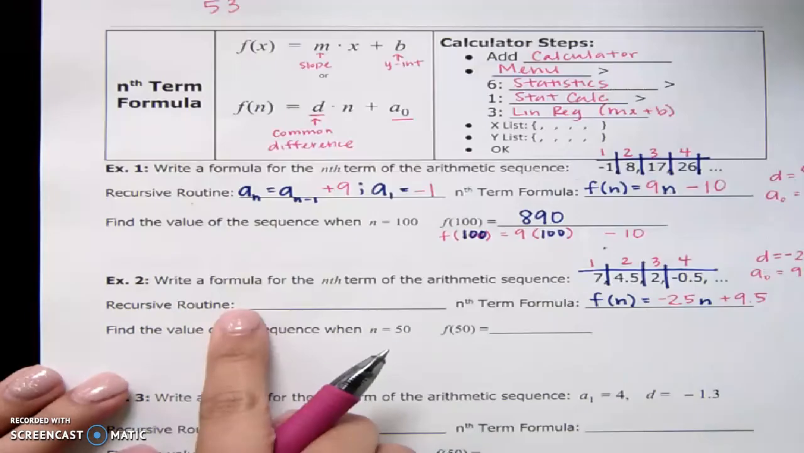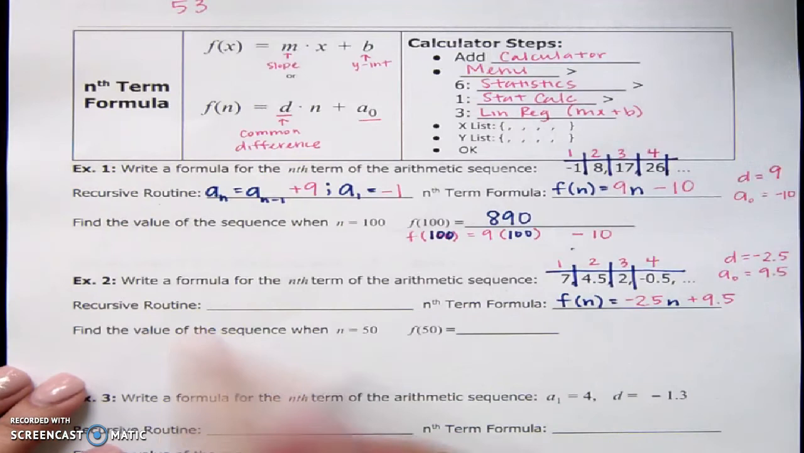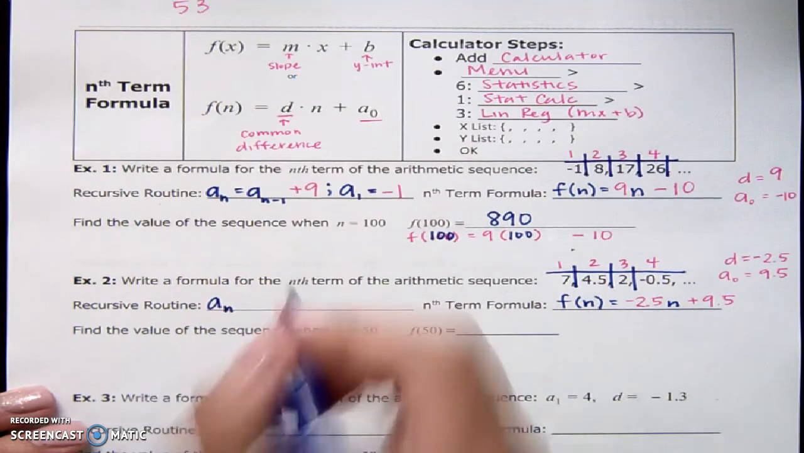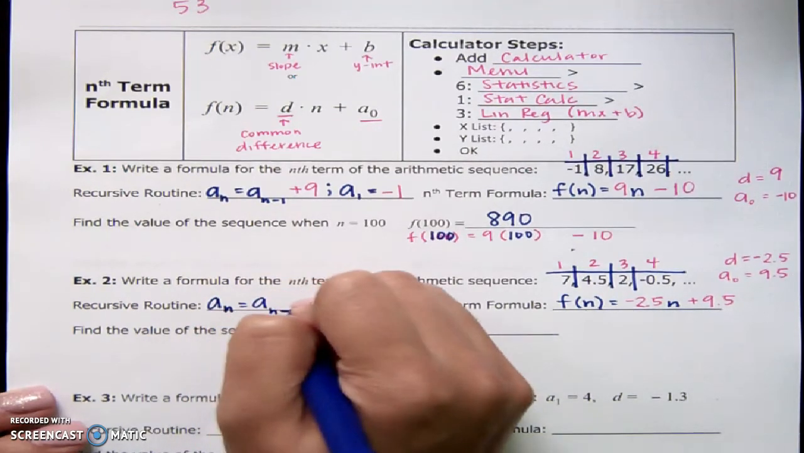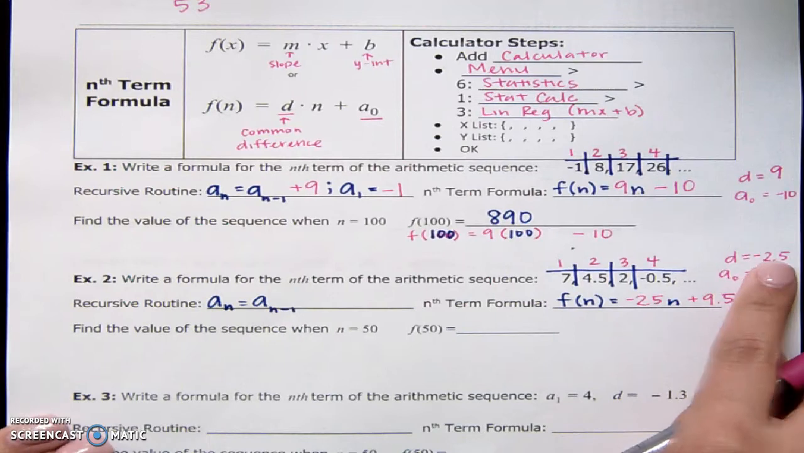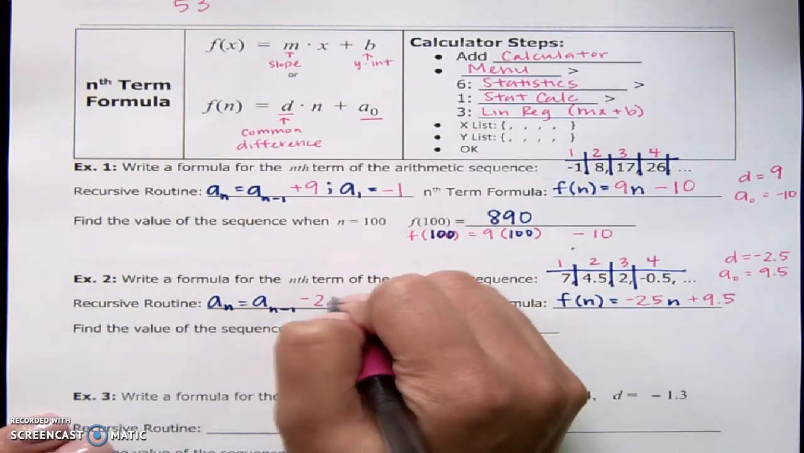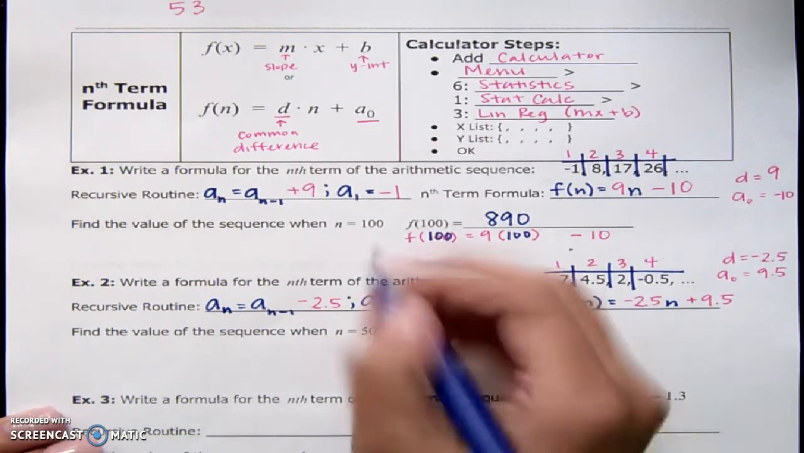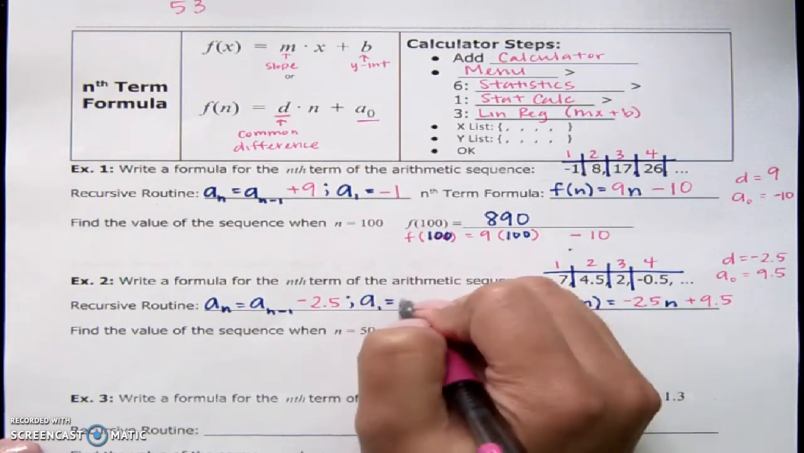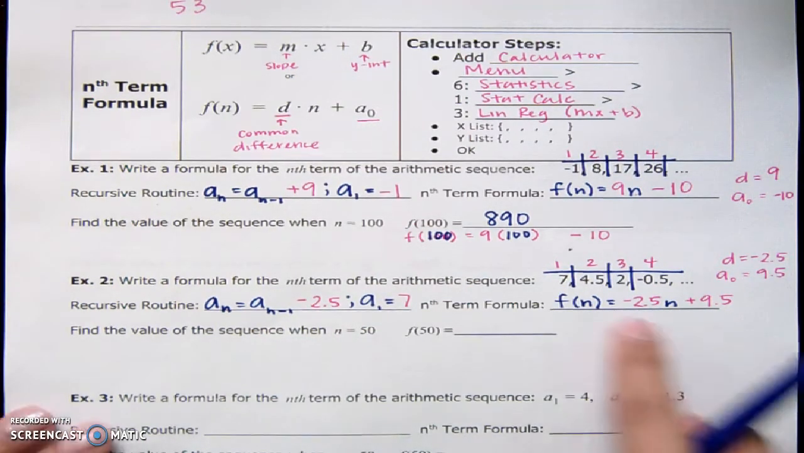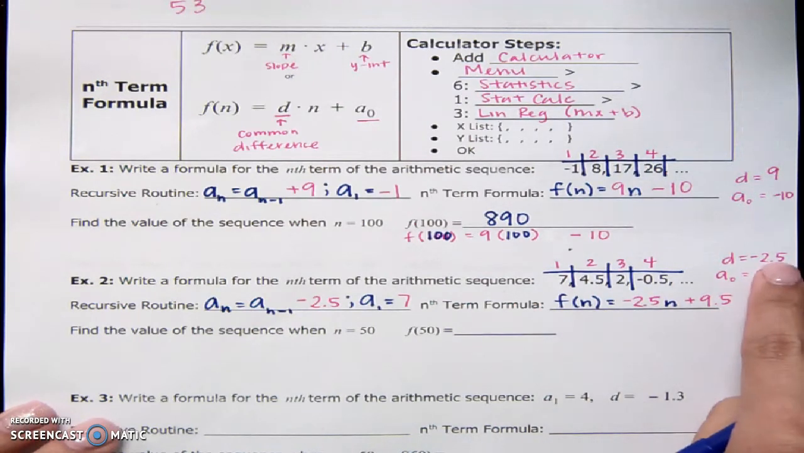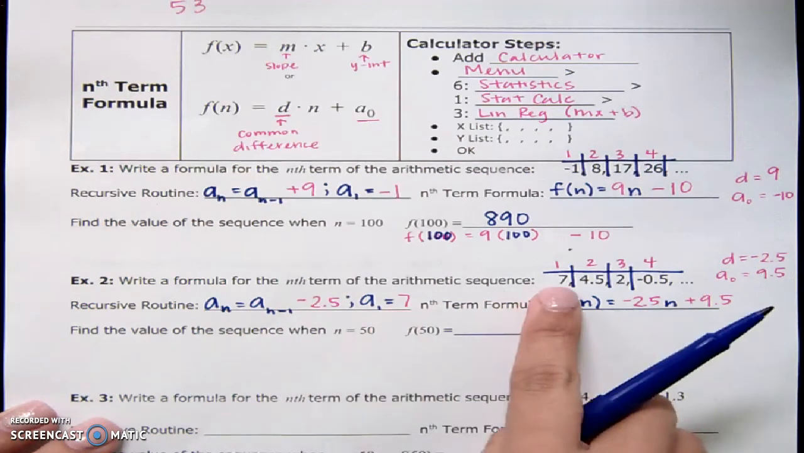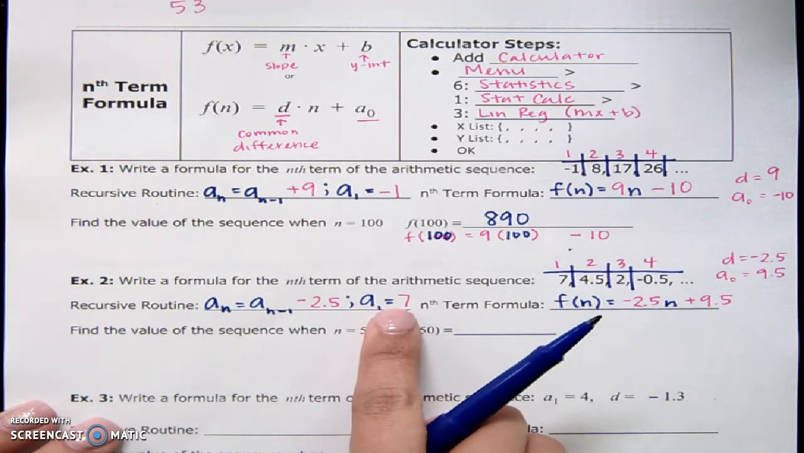Once you have your nth term, the recursive routine is pretty easy because everything that's in pink is the only thing that's changing. A sub n equals a sub n minus 1. My D is going to be the same, minus 2.5. And then all I have to do for this one, I'm looking for the first term. My first term in this sequence is 7. So this comes straight from the calculator. Once you know your M or your D, you use the same one for the recursive routine, and then you just find the first term in your sequence, and that's a sub 1.